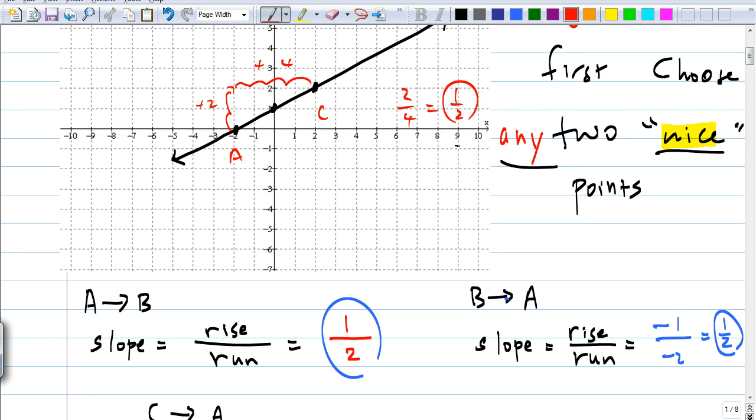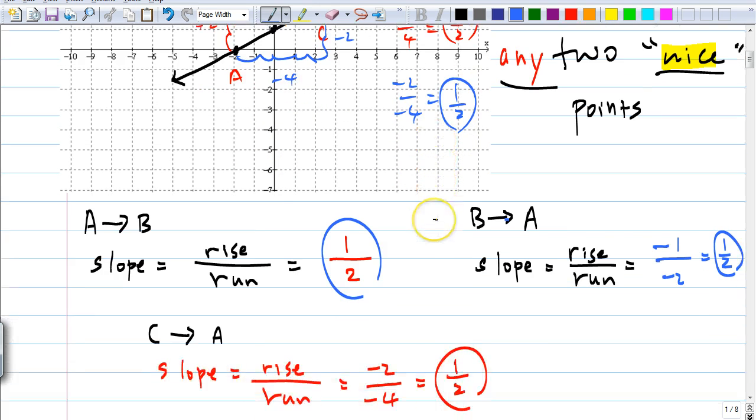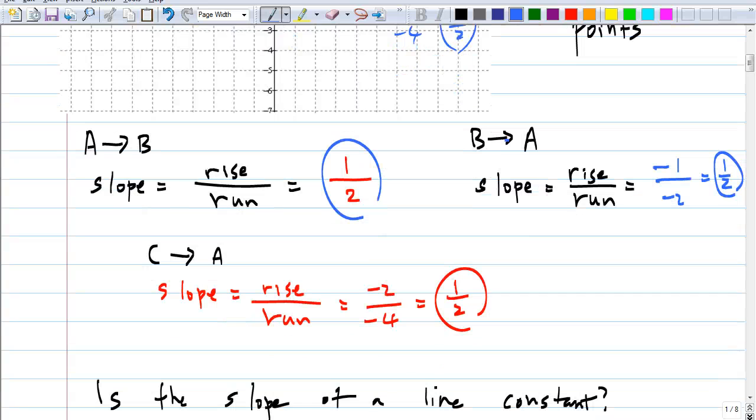Would it change if I go from C to A instead of A to C? No. If I go from C to A, I go down 2, okay, which means what, class? -2. And then to the left 4. 1, 2, 3, 4, left 4. So what's that? -2 over -4, which is 1/2. So this is showing you that no matter which 2 points you choose, right, the slope of a line is what? Constant. Very good. So write this down.